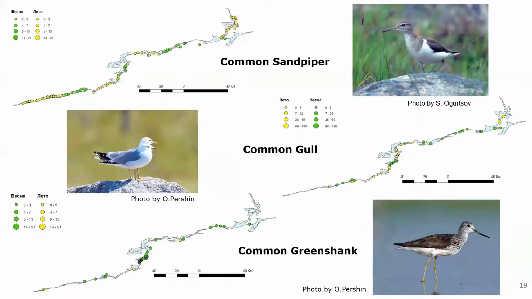Semi-aquatic birds can be seen on Pasvik River mostly in spring and summer. However, they don't usually create large aggregations. For example, on almost every coastline kilometer during spring and summer, you can find one couple of common sandpiper and a common greenshank. Common gulls, in contrast to other species, form small groups.